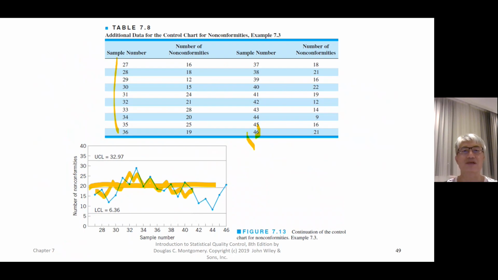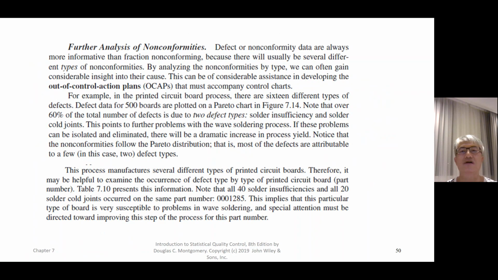So further analysis of nonconformities. Defect or nonconformity data are always more informative than fraction nonconforming. The C chart, the defect or nonconformity chart, is much more informative than only the percentage, because there will usually be several different types of nonconformities. By analyzing the nonconformities by type, we can often gain considerable insight into their potential causes. This can be of considerable assistance in developing the OCAPs. OCAPs stands for out-of-control action plans that must accompany a control chart.